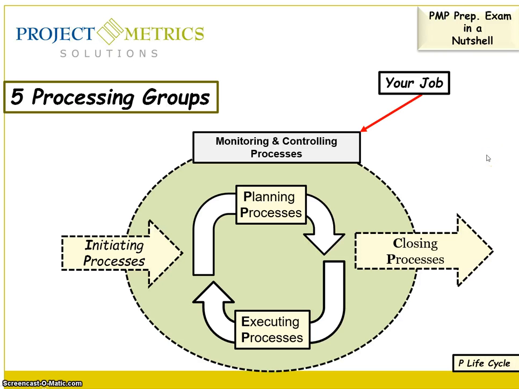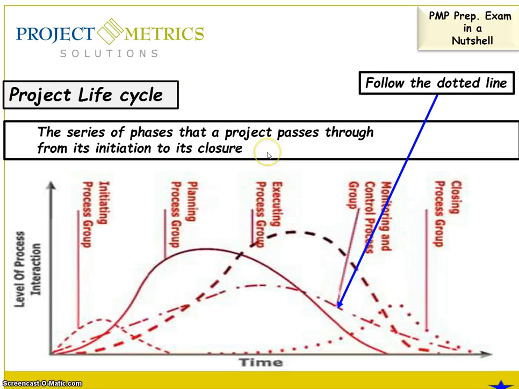This is an example of the cycle of a project. It is not straightforward. It is a cycle. You start with the initiating process group, and then you go for the planning, and after that you go for executing, and then all of this is under the umbrella of monitoring and controlling.